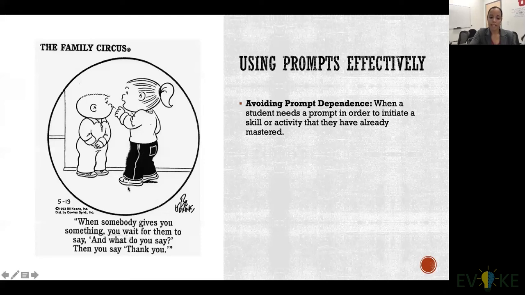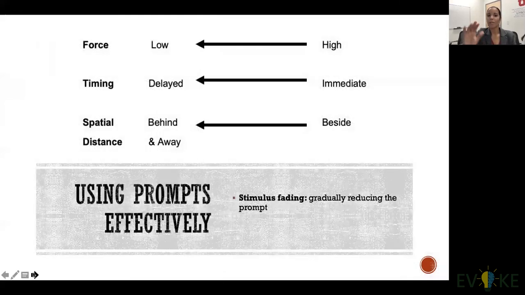And so how exactly do we go about fading these prompts? There are three dimensions across which we can fade away the prompts. One is the force of the prompts, and that would mean how much help is being provided. That goes from high to low to be able to fade it, so from full physical to partial physical to possibly modeling and then verbal. So sort of fading the prompt along that continuum.